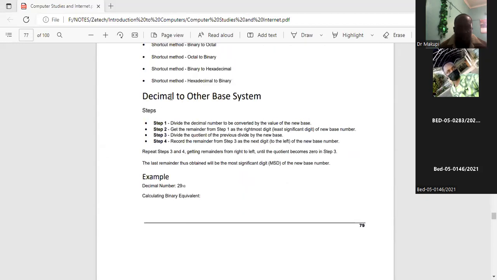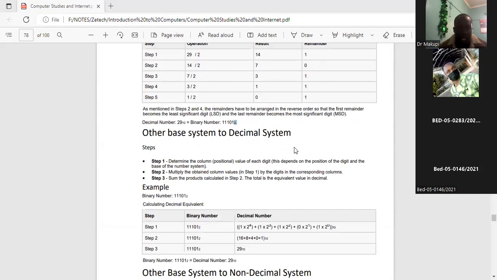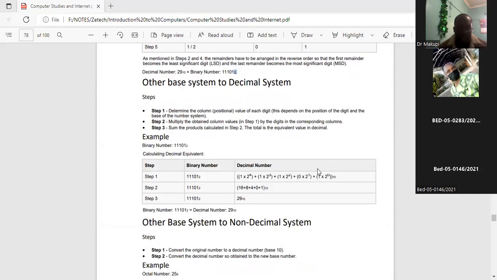Since you have known how to convert from decimal to binary, I want us to check other base systems to decimal. For example, again, you're taking the other way around. Convert this binary 111101 to decimal equivalent. I'm repeating for the purpose of those who entered the class late. So this is a binary number. Can you convert this one to a decimal number?